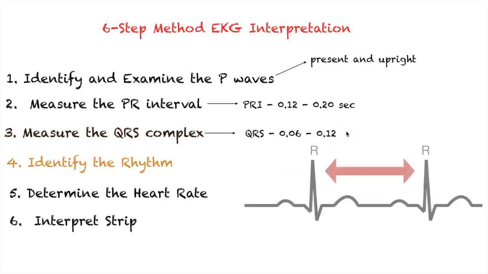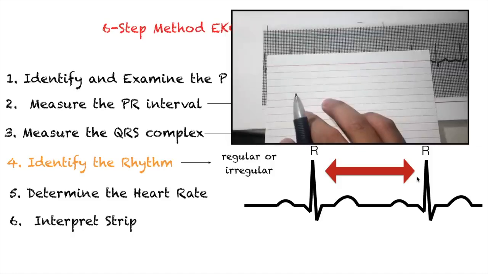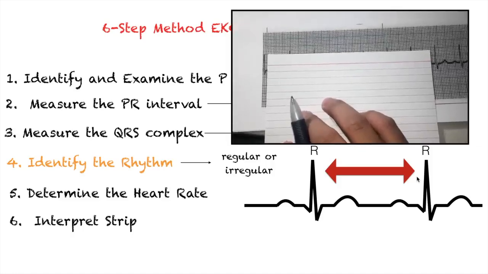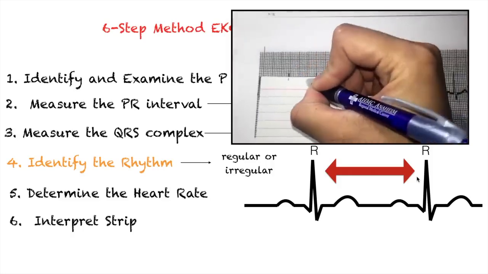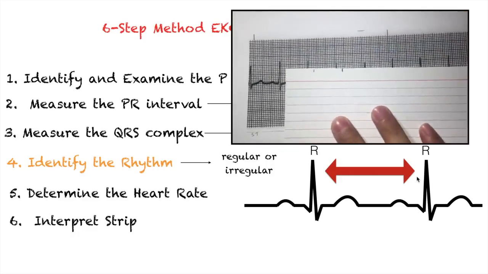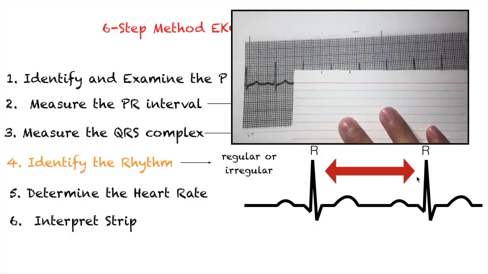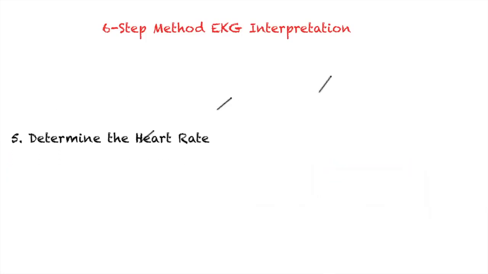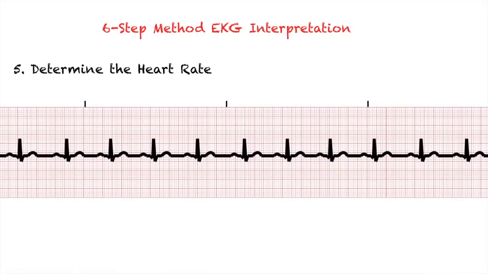Number 4 is we have to identify the rhythm of our strip. It could be regular or irregular. And the way we do this is we measure the distance between Rs. Some people use calipers to do this, but really all you need is an index card. Mark your Rs and march them with the rest of the Rs. If they have the same distance, then your rhythm is regular. Otherwise, they are irregular.